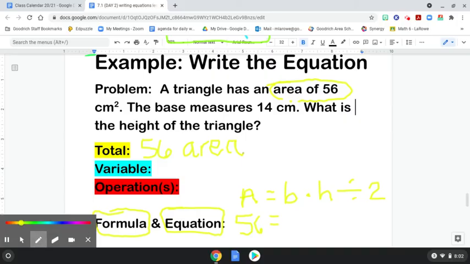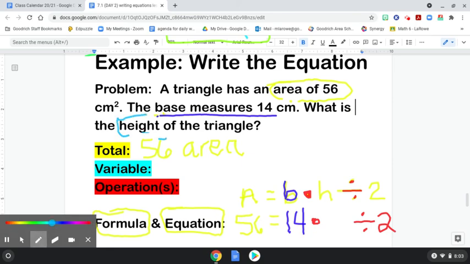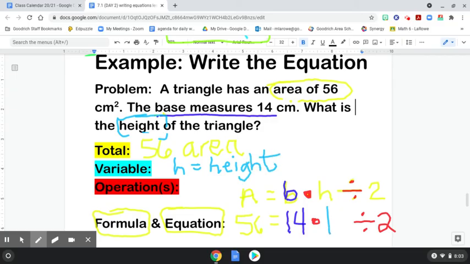Another number that we do know is the base. So our base is 14. So in place of the B base, I'm going to use the 14 value. Now the operations are already in the formula. Multiply and divide. So here and here. The part I don't know is that variable. And the question is, what's the height? And since I don't know, we're going to use the h in the formula to represent this unknown triangle height value. So 56 total area equals a base of 14 multiplied by a we don't know height divided by 2.